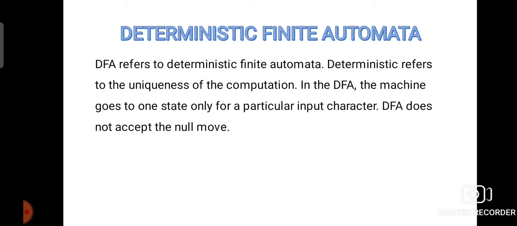In the previous videos, we have seen the definition and the concepts of finite automata. Deterministic finite automata means it has uniqueness in computation. All the states are determined and the machine will go to one state only for a particular input character. Another thing is the system will not perform a state transition without consuming any input symbol. And the DFA system can be represented with the help of two methods. First one is the transition diagram, second one is the transition table.